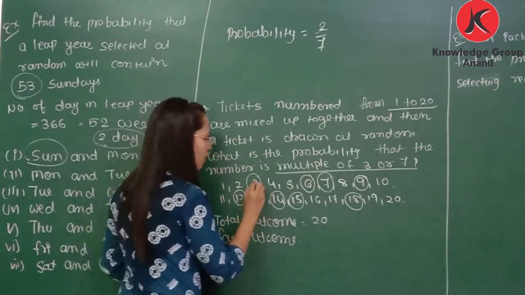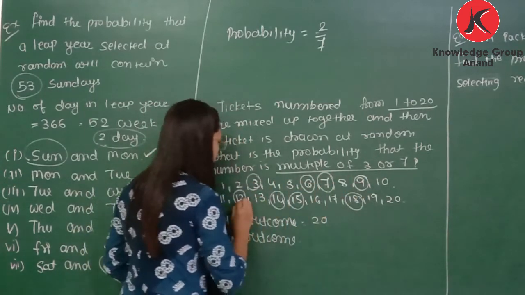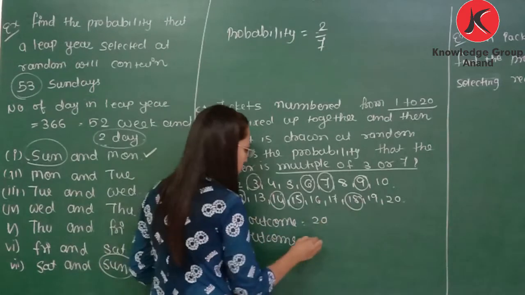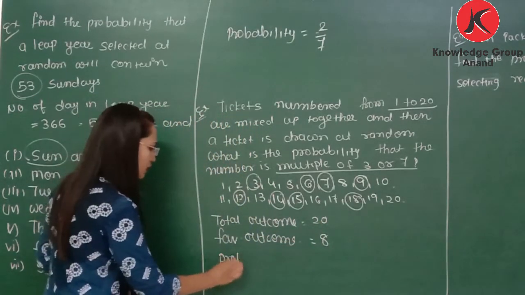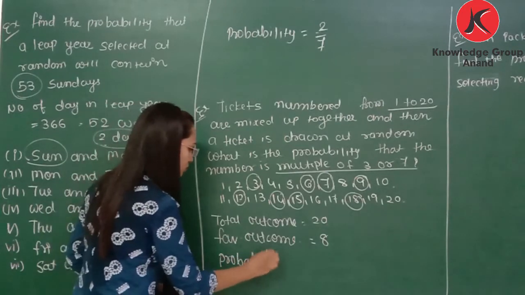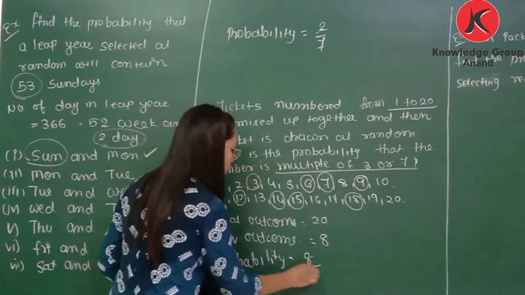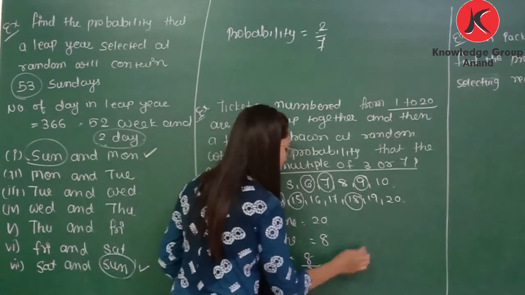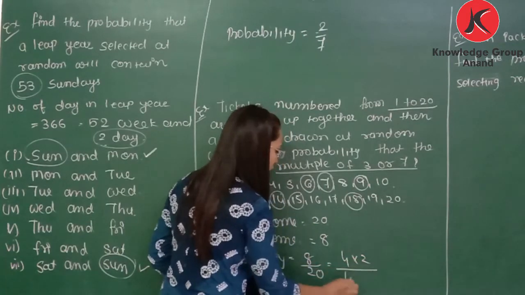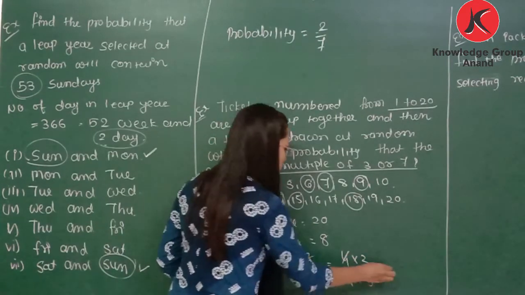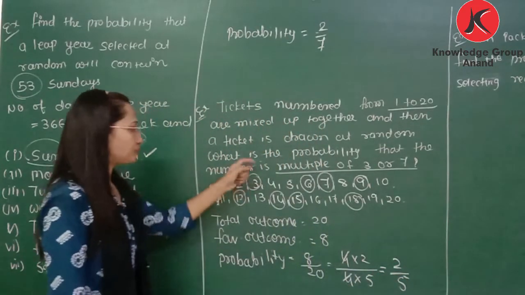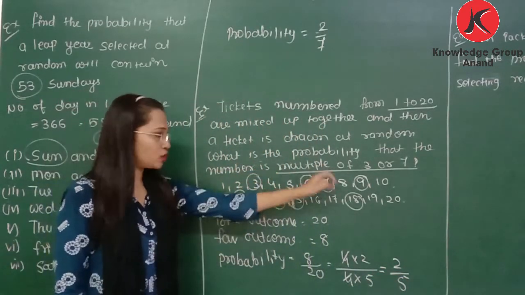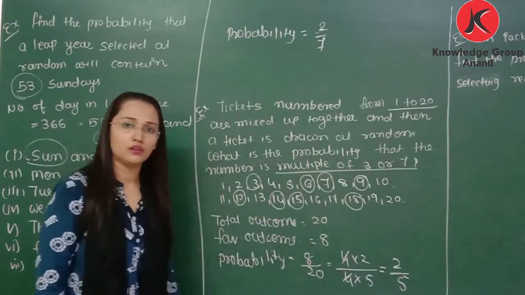Count the number of favorable outcomes: 1, 2, 3, 4, 5, 6, 7 and 8. So the favorable outcome is 8. Now we can find the probability, that is 8 by 20. So we can factorize there. 4 2s are 8, 4 5s are 20. So it is 2 by 5. So the probability of having a number that is a multiple of 3 or 7 is 2 by 5.